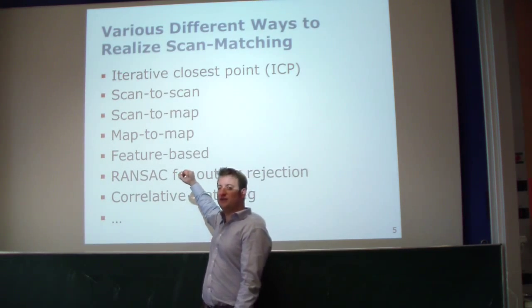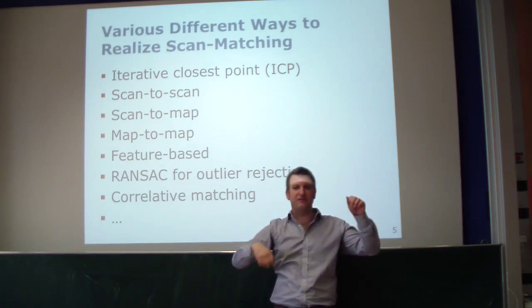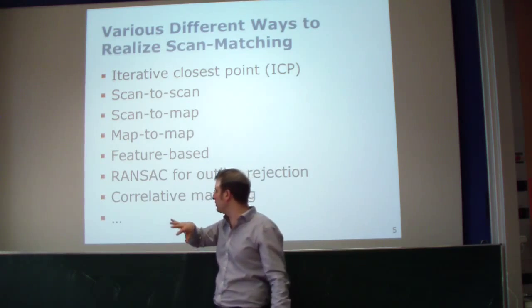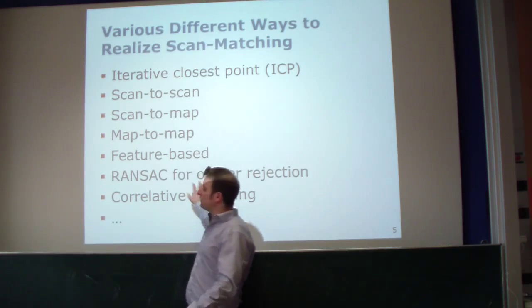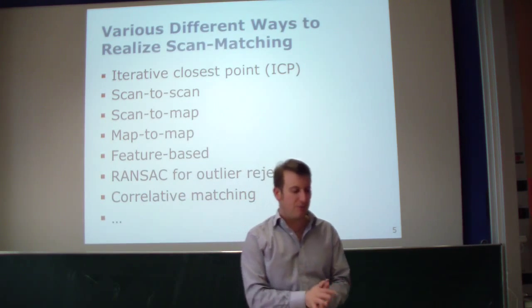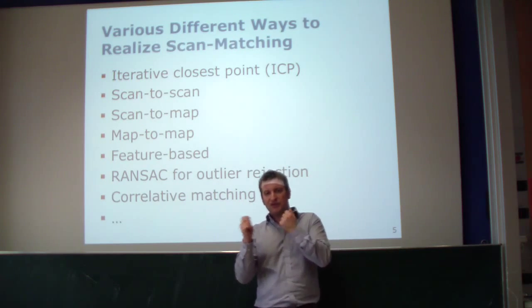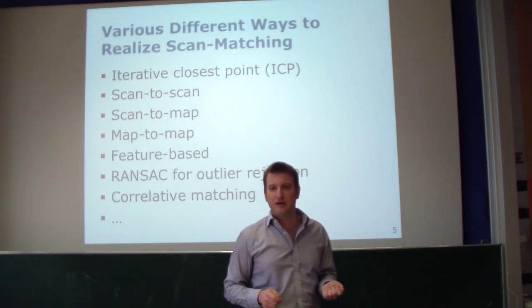You often find techniques for outlier rejection, where you say a few points here are outliers and they're not considered in the matching, the really bad matching ones. Correlative scan matching is also one approach, which maps the scan to a map and is pretty common. But I don't want to go into the details, just to give you an idea what scan matching is, because we will use it later on in the approach.